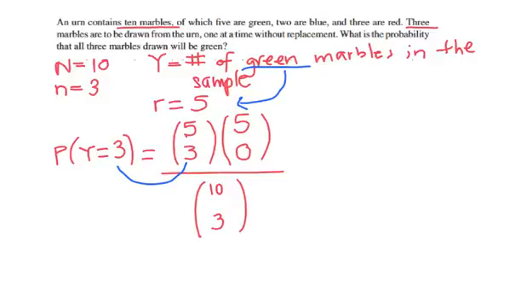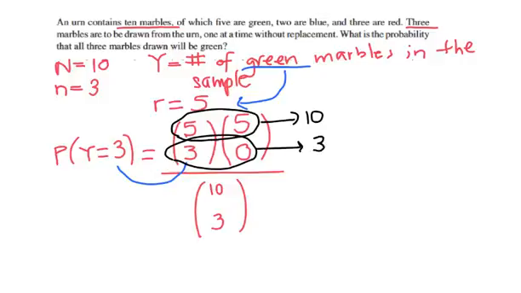So look at this. These elements here should add to 10, and these elements here should add to 3. Those, the 10 and the 3, are the ones in the denominator, the total. So now the only thing left for you to do is this operation. If you do the math, the result should be 0.083. And that would be the probability that from the sample of size 3, you actually get 3 green marbles.